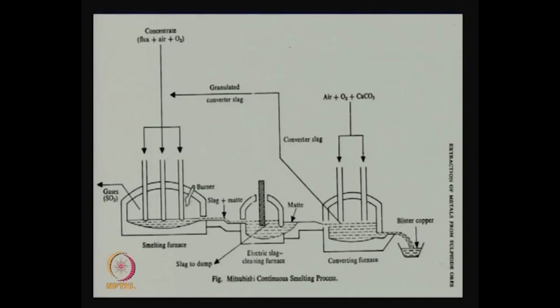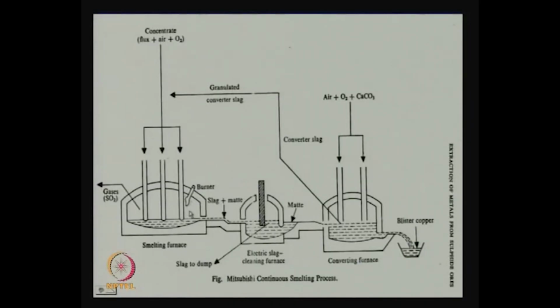The Japanese proposed a smelting process called the Mitsubishi continuous smelting process, which actually was a continuous process, but not necessarily one reactor. No, they had 3 reactors, but the interesting concept was that there is a smelting furnace where flux, air, and oxygen are injected, combining roasting and smelting in one step. That can be combined, roasting and smelting in one step.